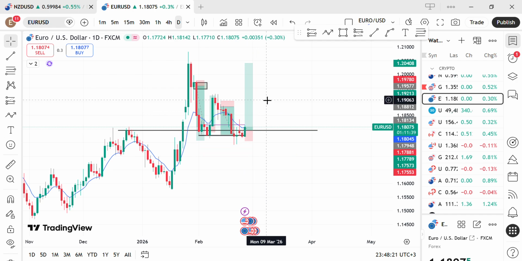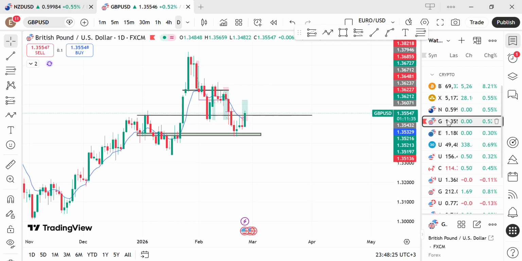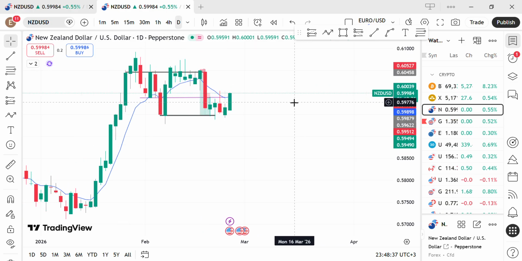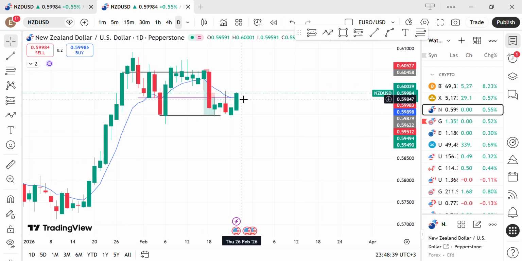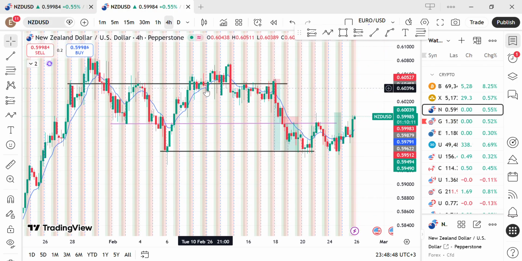Hit it all the way up there. Same with GBP USD. It's buying for the long run. And the USD above this level it's buying. Equal lows. Scale. Equal lows.